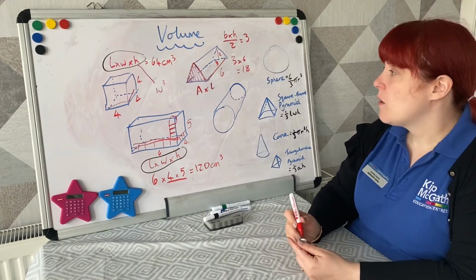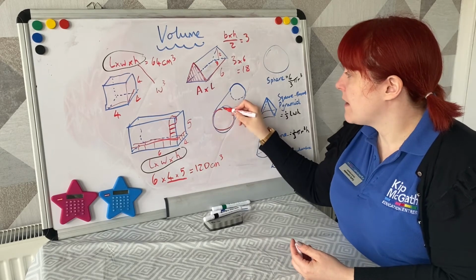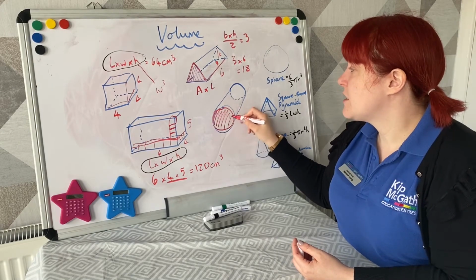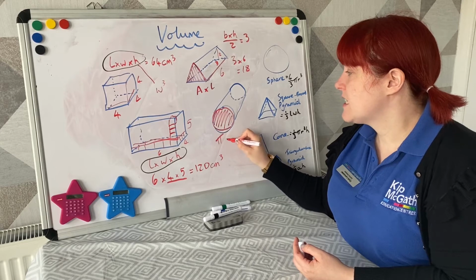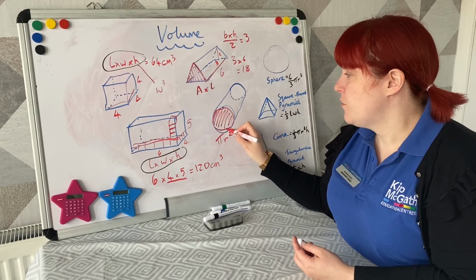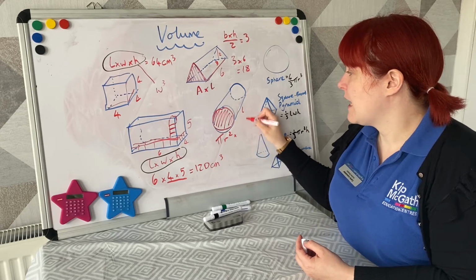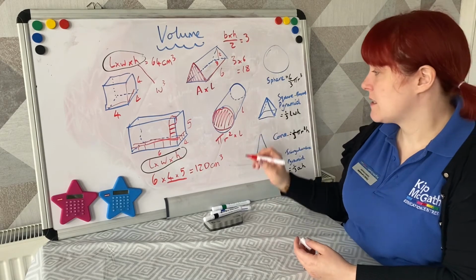Cylinder, again, we're finding the area of this flat bit. Now we've already covered this in our videos. Area for a circle is pi r squared. So if we get that, then we just times it by the length, and that's our answer.